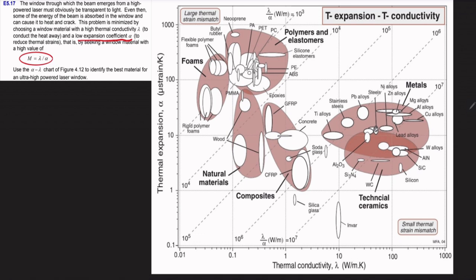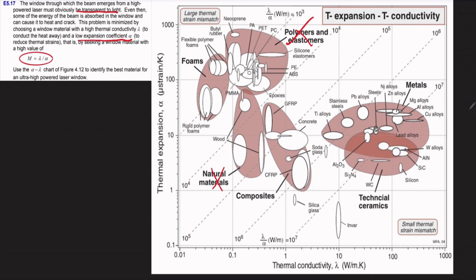But first, the first criterion is the material has to be transparent to light. So if you look at our chart here, you can look at materials that are transparent. First, polymers and elastomers have to be cancelled, because there is no material over here in polymers, even natural materials. Unless there is diamond in this chart as a natural material, since there is no diamond, you have to cancel this out. Sometimes epoxy can be transparent in some kind of coating, but it is not very transparent for the application that we are looking for.